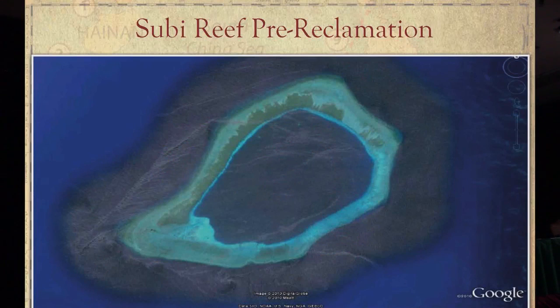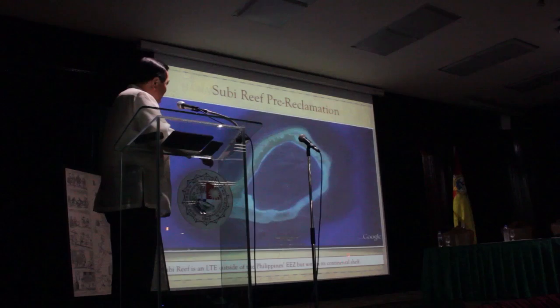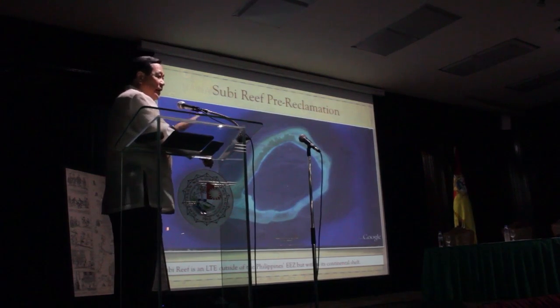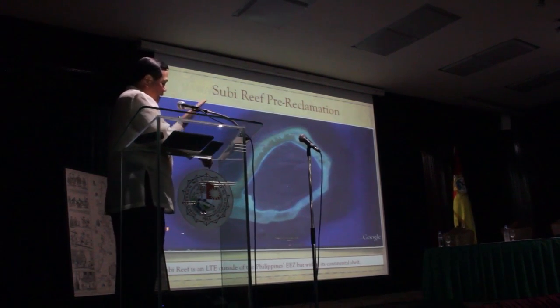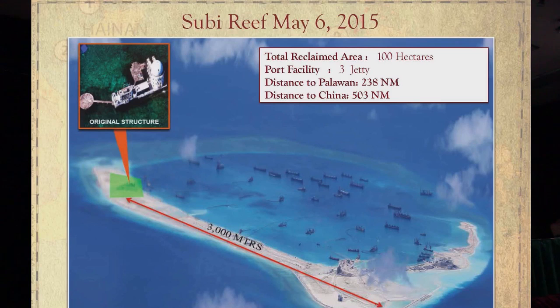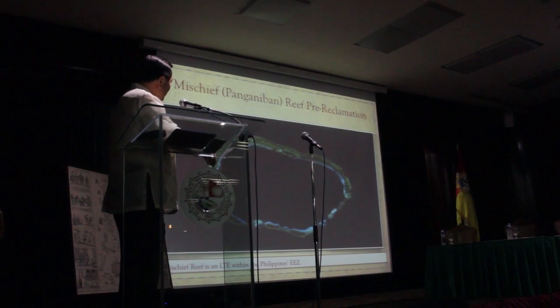The Subi Reef before the reclamation, outside our EEZ but within our continental shelf. This is a low tide elevation, but at high tide it is completely submerged. That's how it looked like May 6. There's another runway.